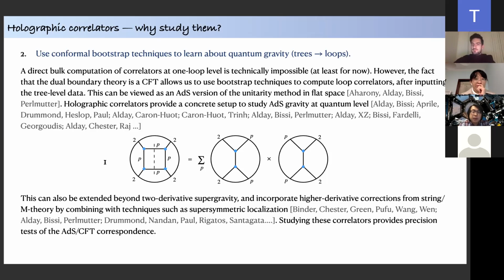So these holographic correlators provide a very concrete setup for studying AdS gravity at quantum level. And it can also go beyond just two derivative supergravity, and we can also consider higher derivative corrections coming from string theory or M theory. And this can be done by combining this AdS unitarity method with other techniques. So studying these correlators also provides precision tests for the AdS/CFT correspondence.